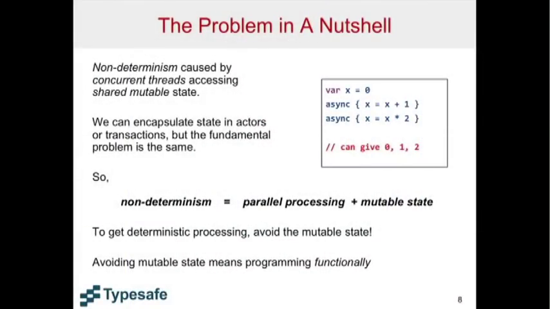So in a nutshell, to show you the problem here, the core of the problem is the non-determinism that's caused by concurrent threads that access the same shared mutable state. In that little program here, you have two asynchronous computations and a shared variable. One of them adds one to the variable and the other multiplies it by two. Depending on how you run these things, that's concurrency 101, it can give 0, 1, or 2.